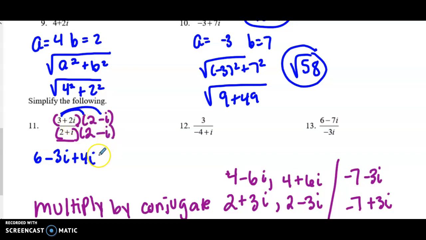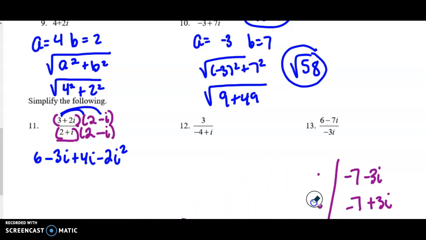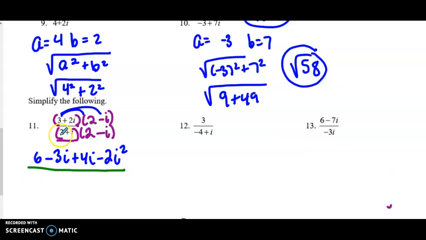2i times negative i, and that actually gives us negative 2i squared. Okay, we have an i in the numerator, but that's totally fine. I can have that, okay? Now let's go ahead and take a look at our denominator. Now, there's going to be some magic that happens in your denominator, so just be prepared. Okay, all right, so in my denominator, notice what happens here.